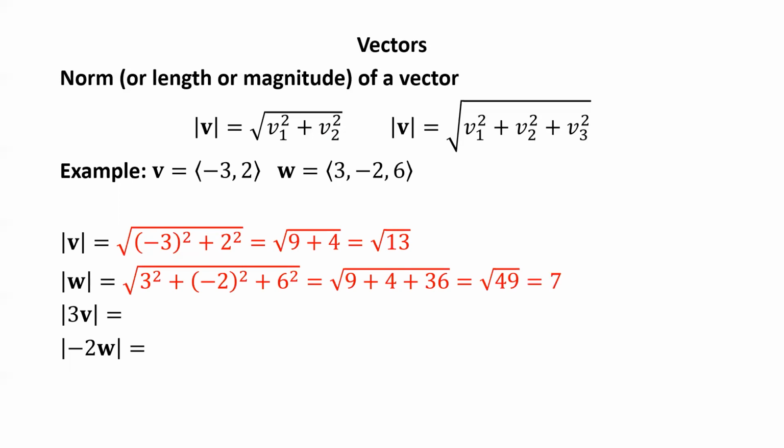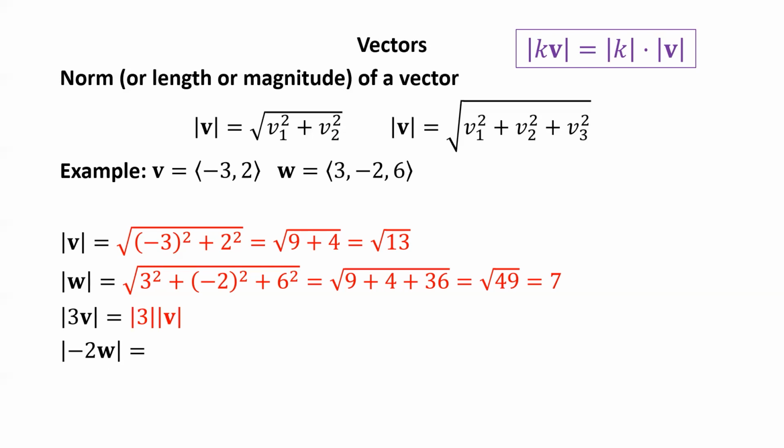Now the length of 3v. We could compute 3v first by multiplying each component by 3, and then using the definition of the norm, or we could use this nice rule, this little theorem here, which says that the length of kv is equal to the absolute value of k times the length of v. Notice I called the first one an absolute value because it's a scalar inside, and the second one I called a norm or a length because it's a vector inside.